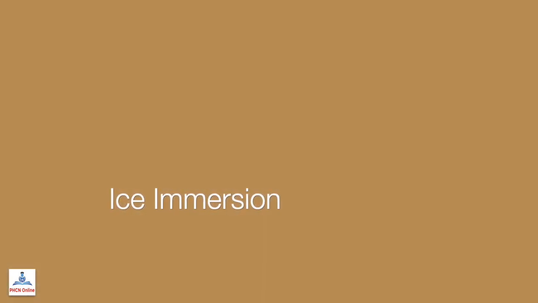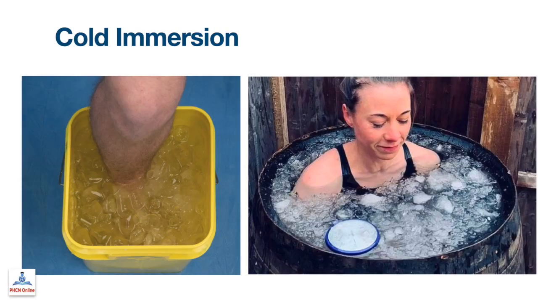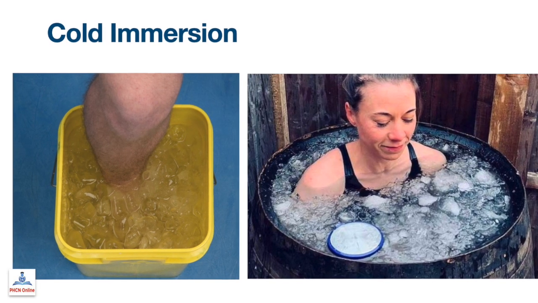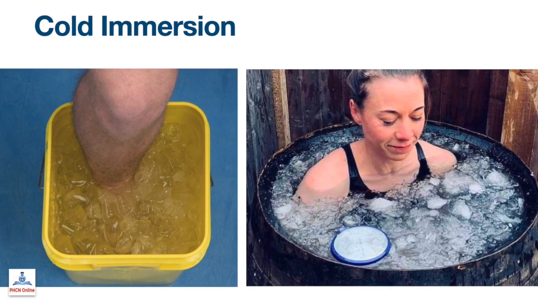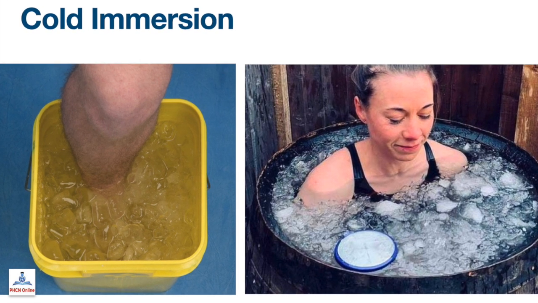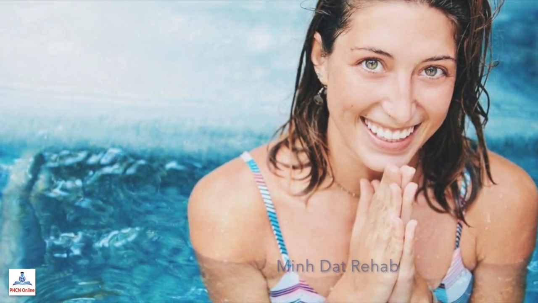Ice immersion. Usually used to treat the distal parts of the limb. The water tank is large enough to keep the limb filled with water and ice. The temperature varies from 13 to 18 degrees Celsius. Soak the parts to be treated for 10 to 20 minutes.